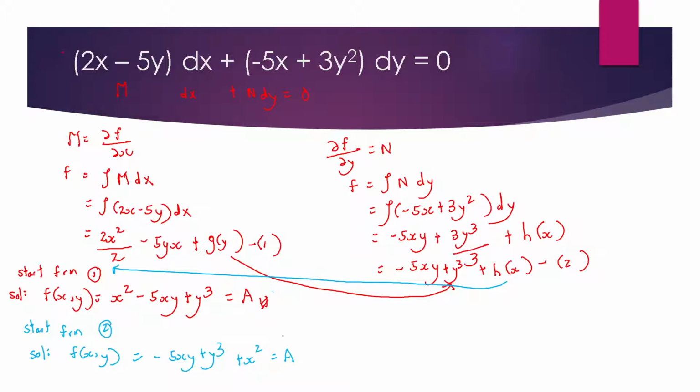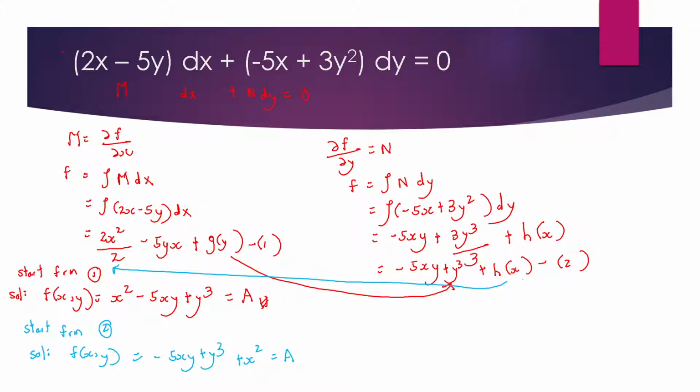Or another way is actually, okay, you start from equation 1, this is x squared minus 5xy. If you get confused how to obtain your g(y), what you need to do, you start from equation 1, you have x squared minus 5xy, and then you add up with the term from equation 2, provided you take the new term. Negative 5xy has been taken, so you no need to take. This is a new term, that's why you add up with y cubed. And then you can ignore g(y) or h(x) here.